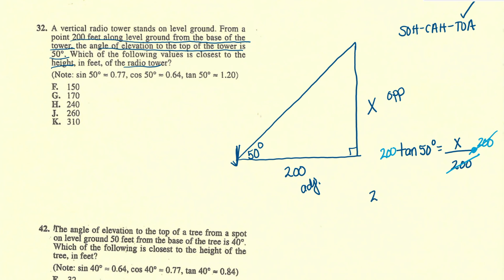Then I'm just going to go to my calculator in degree mode, of course, and type it in. So 200, your tangent button, 50 degrees, and when you do, you get 238.3. So the closest answer is H. And it doesn't say it's exact, it says following is closest to the height. So you know that they're rounding that.